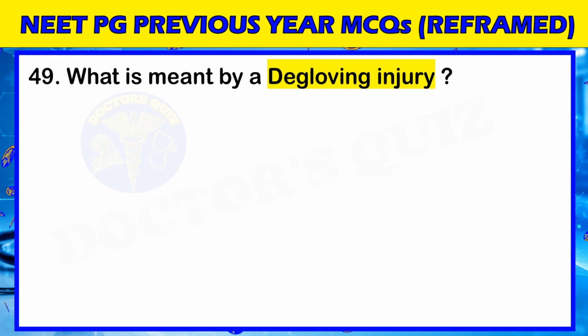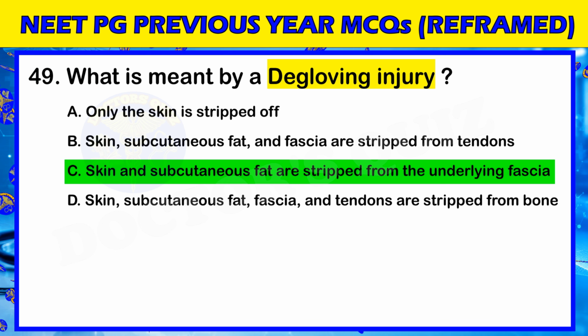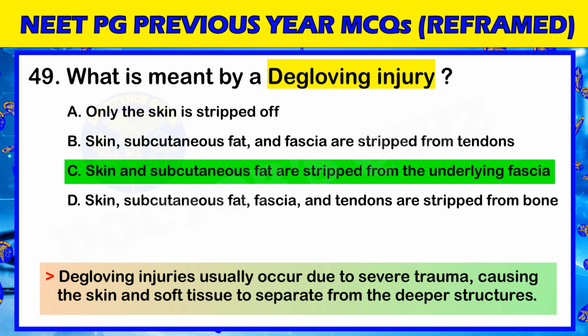What is meant by a degloving injury? The right answer is option C, skin and subcutaneous fat are stripped from the underlying fascia. Degloving injuries usually occur due to severe trauma, causing the skin and soft tissue to separate from the deeper structures.